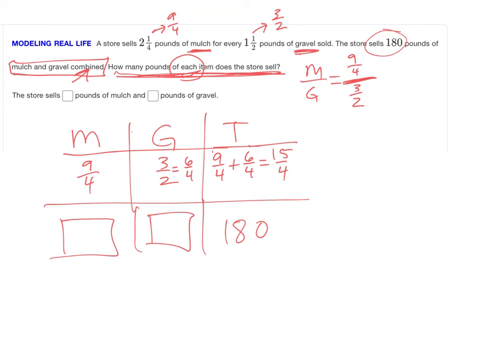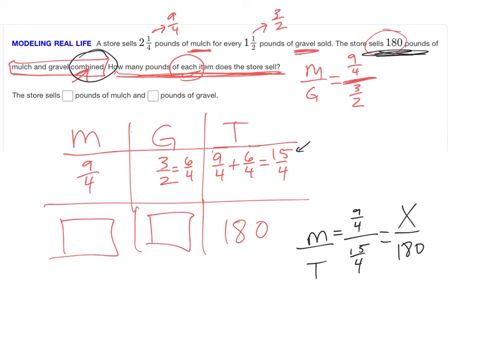Well, the way I'm going to do that is I'm going to set up my proportions. Okay, let's do that in black just so we can separate it. So for mulch is equal to 9/4 over this total, right? Because I want to know mulch to total. The total was 15/4, and the total amount that I sold is this 180. Combined total 180, and then X goes up here. Now I'm going to cross multiply, and I'm going to get 9/4 times 180.